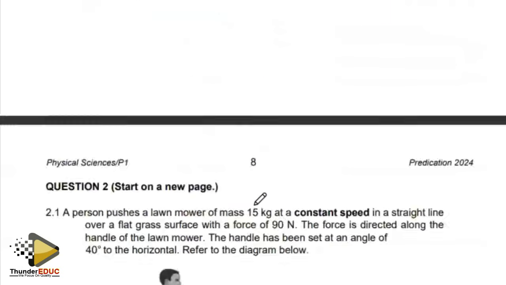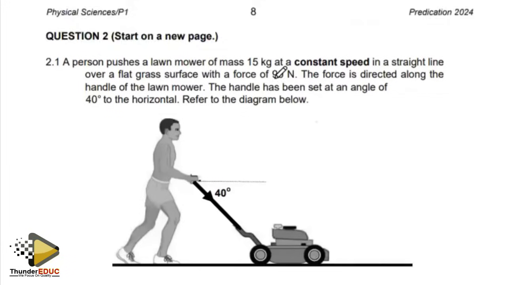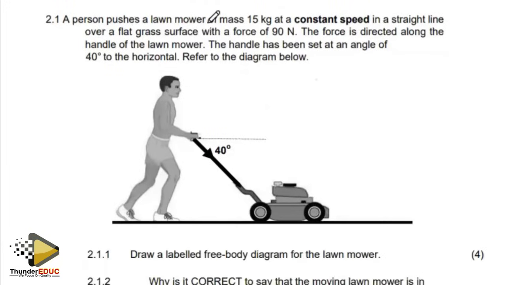Okay, let's move on to question number 2. This is mechanics now. A person pushes a lawnmower of mass 15 kilograms at a constant speed. Pay attention to this constant. The mass is 15 kilograms, on a flat surface, with a force of 90 newtons directed along the handle. The handle has been set at 40 degrees to the horizontal. And then they want us to draw a free body diagram for the lawnmower.